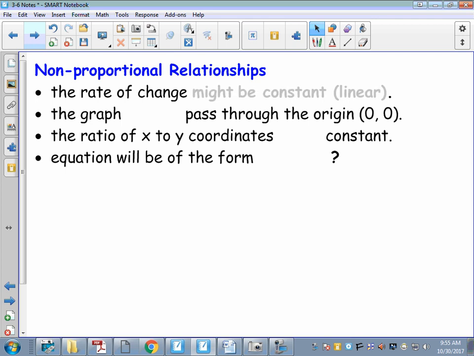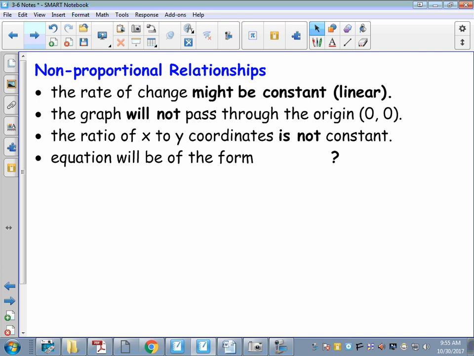For non-proportional, the rate of change might be constant. Just because it's linear doesn't mean that it's going to be proportional. So non-proportional relationships also occur. The graph will not pass through the origin. So that's sort of the difference. Is it a line going through the origin, or is it just a line crossing somewhere else, a different y-intercept? The ratio of x to y coordinates is not constant. It could be constant, but if it's not constant, then it's not proportional. If it is constant, you have to look further.